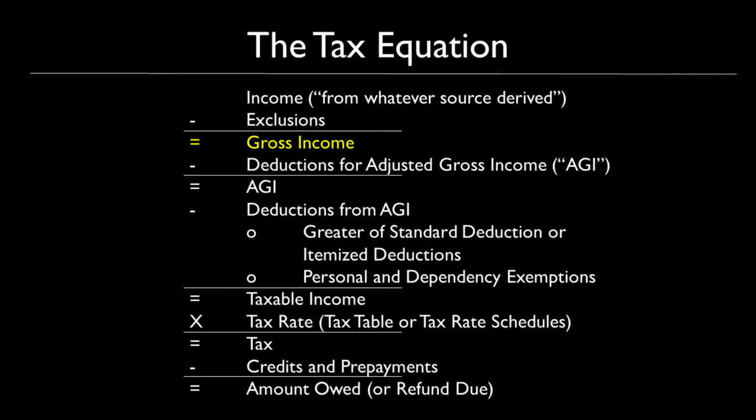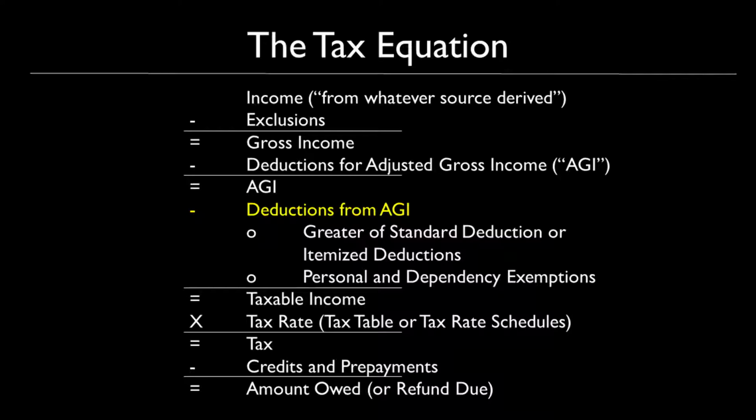Gross income is then further reduced by deductions for adjusted gross income, or AGI. These are typically referred to as above-the-line deductions. Once you have those deductions removed, you then are left with adjusted gross income, or again, AGI. AGI is then further reduced by deductions from AGI, or below-the-line deductions. These deductions include the greater of the standard deduction or itemized deductions.